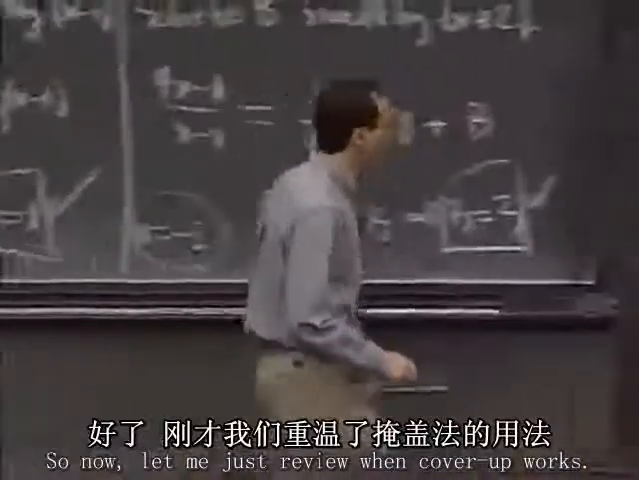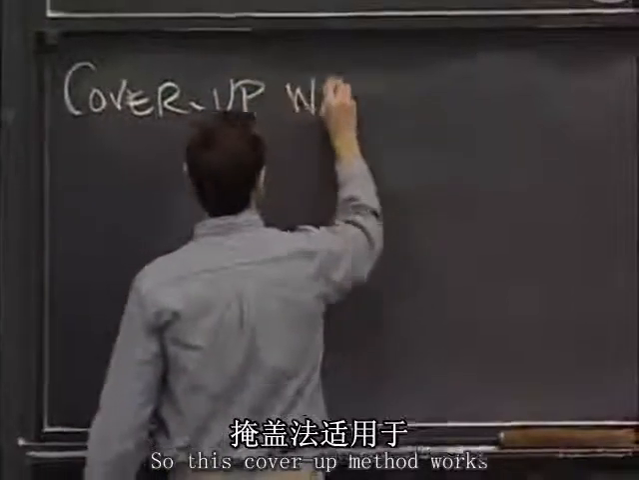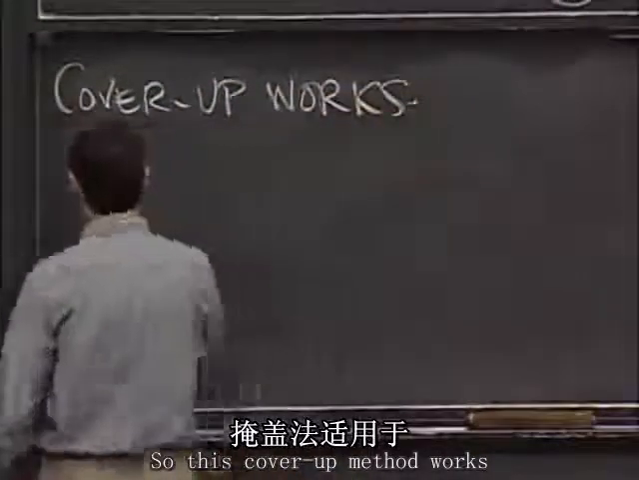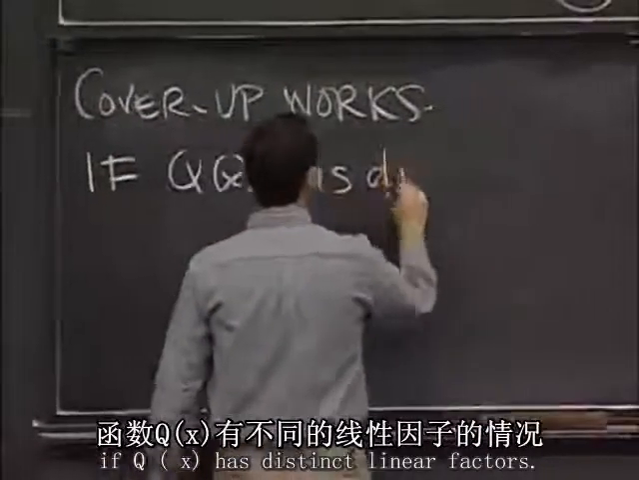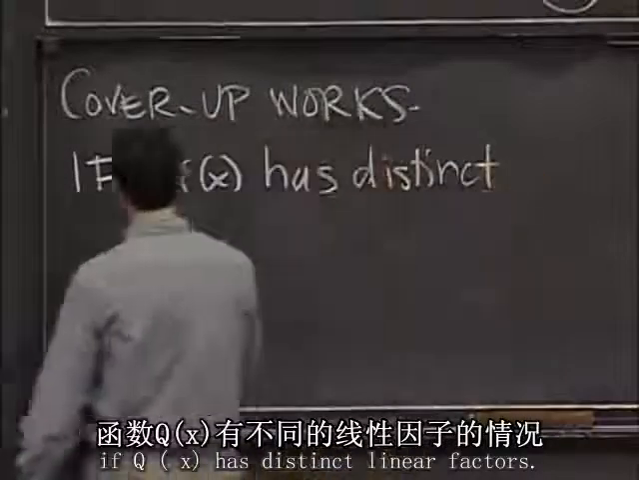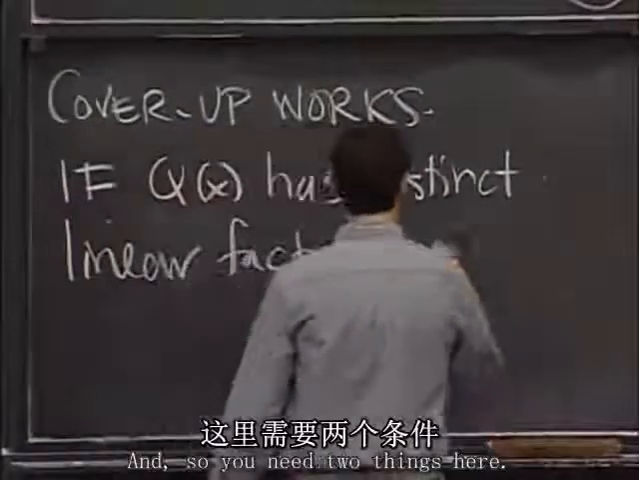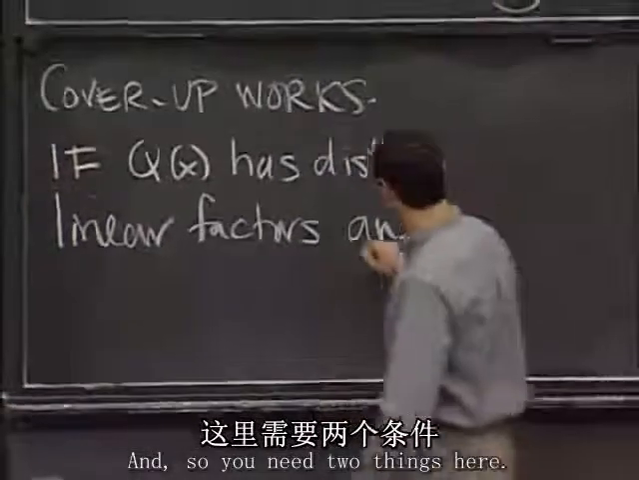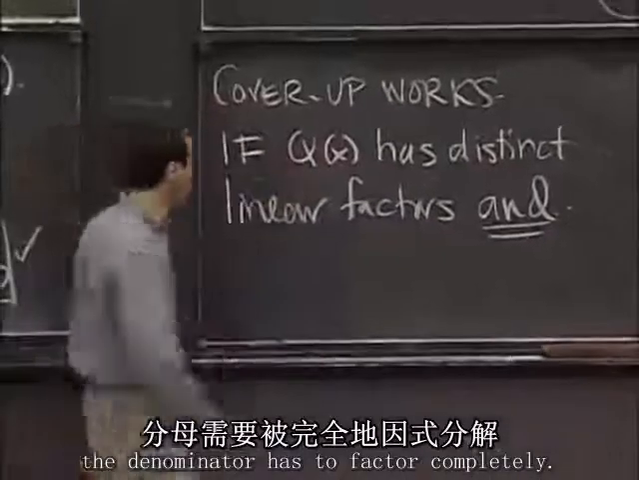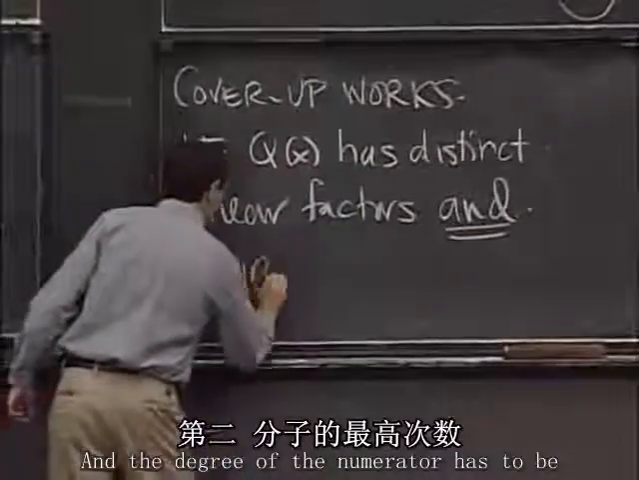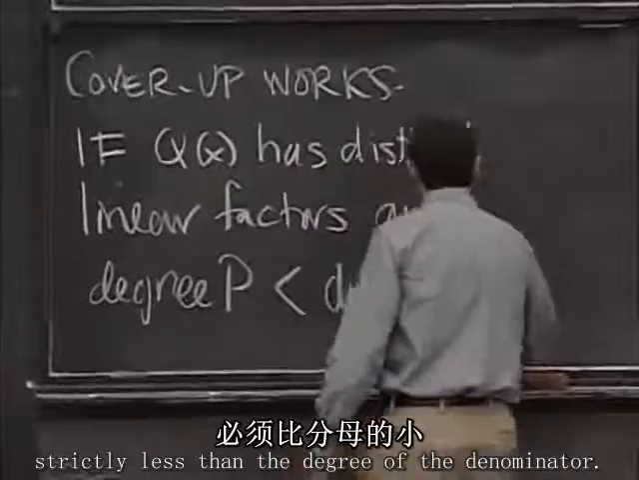So now let me just review when cover-up works. So this cover-up method works if q of x has distinct linear factors, and so you need two things here. It has to factor completely. The denominator has to factor completely, and the degree of the numerator has to be strictly less than the degree of the denominator.